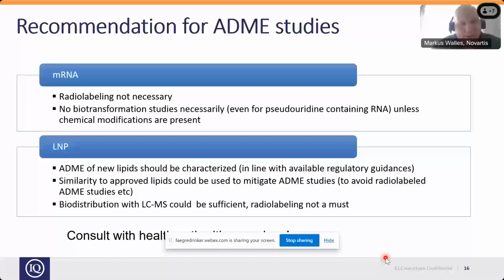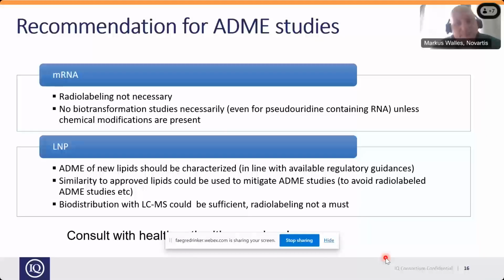So what would be our final recommendations based on these observations we have made in this previous successfully registered products? So first of all, for the mRNA part, radiolabeling is not necessary. I mentioned before, the RNA itself is usually not chemically modified. It also has limited passive permeability. So cleavages would not, released RNA will be quickly deteriorated in circulation. So I think there's no need to follow up on this. But similarly, no biotransformation studies are necessary for the mRNA part. But in the future, if you start to also modify the mRNA with chemical modifications, this of course might shift the picture.